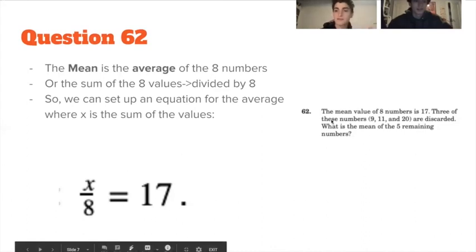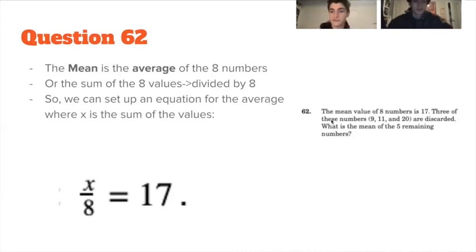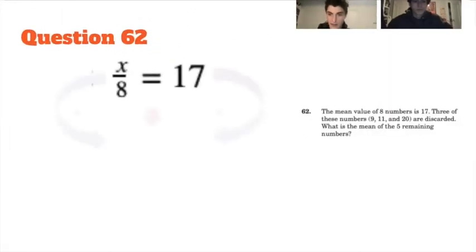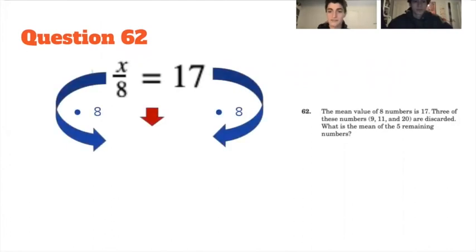So now we can solve for x to get the sum of all of the numbers. That way we can subtract the numbers we know from the original sum to help us find the mean of the 5 remaining numbers. So to solve for x, we can multiply 8 by 17, which gives us 136. Next, we can subtract 9, 11, and 20 from 136. That gives us 96. Since we got rid of the discarded numbers, we can solve for the 5 remaining numbers, which is what the question is asking for.